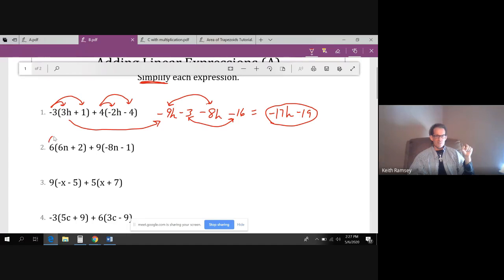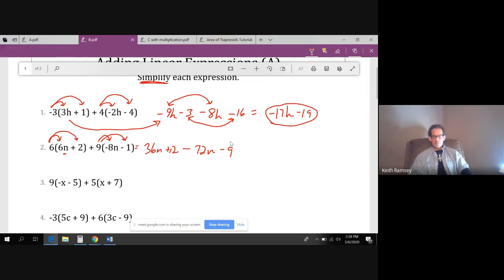I'm going to multiply 6 times 6n. They're both positive. I know 6 times 6 is 36. So I'm going to write 36n because there's an n right here. Okay? And I distribute to my next number. 6 times 2 is 12, plus 12. Then I'm going to distribute my next equation. 9 times -8n is a positive times a negative, which is a negative. So I'm going to write -72n. Then I have 9 times -1. Positive times a negative is -9.